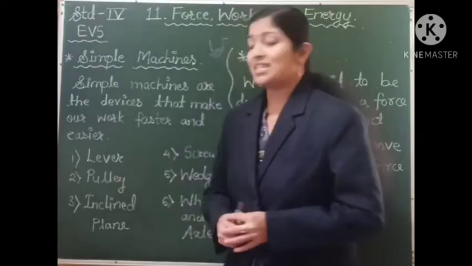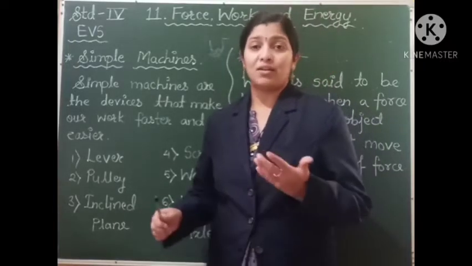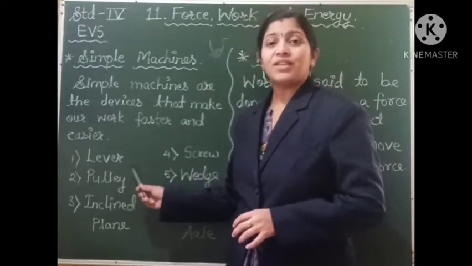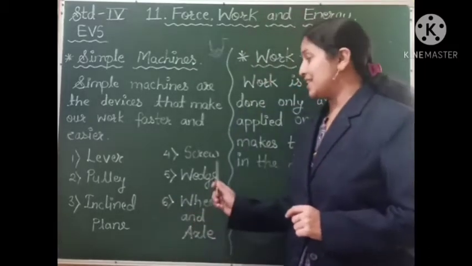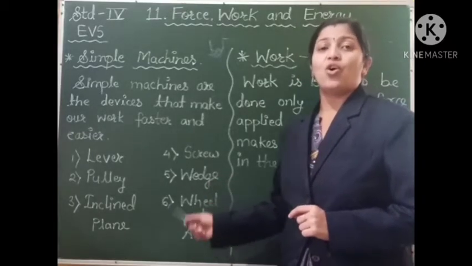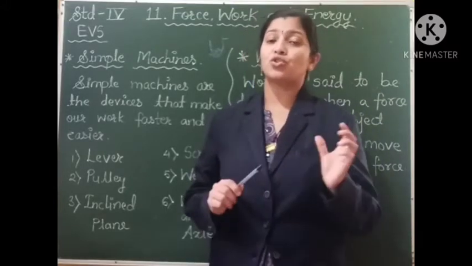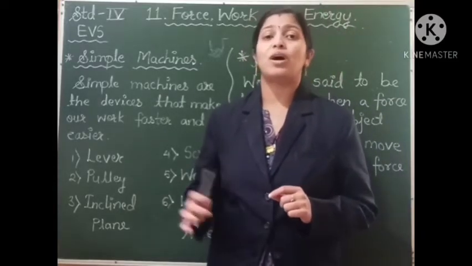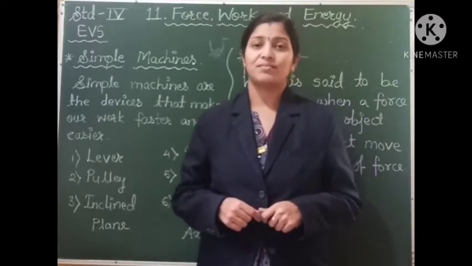So here you can see the names of a few simple machines written. I will read all these simple machines to you. The first is lever, then we have pulley, then we have inclined plane. The next is screw, wedge, wheel and axle. All these are the names of simple machines. Now I will show you the pictures of these simple machines from your textbook. Also I will be explaining to you about the use of these simple machines in our day-to-day life.